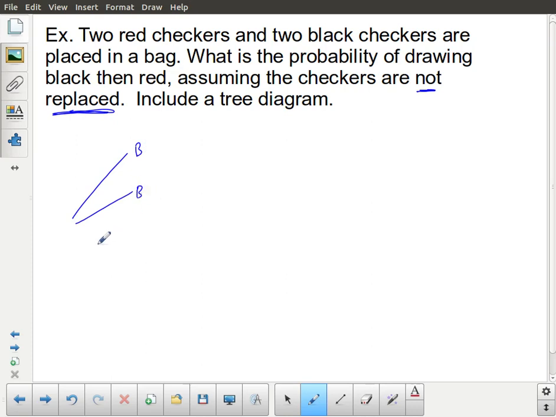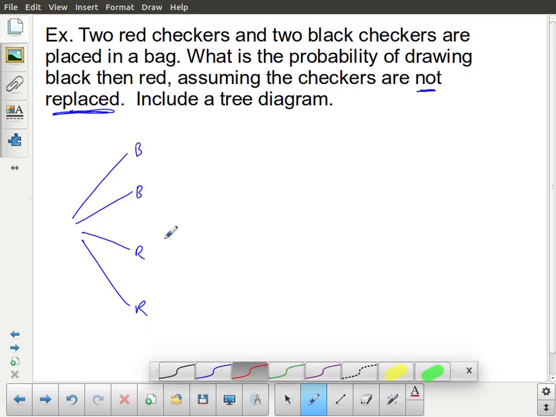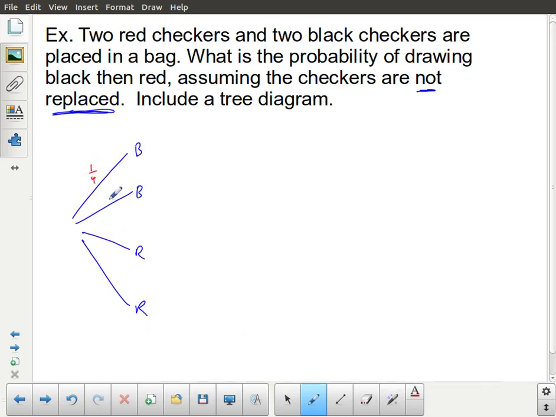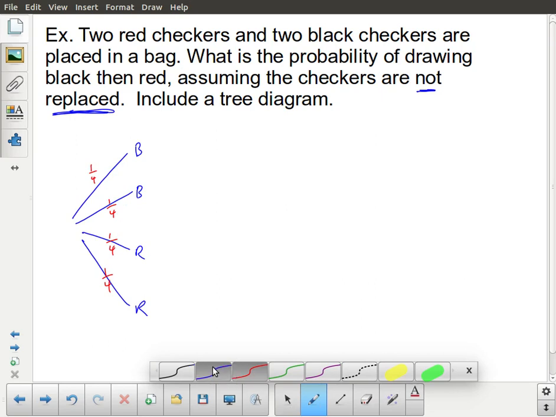I could pull out a black checker. I could pull out a red checker. I could pull out a red checker. That's my first draw. There are 4 checkers in the bag. I could pull any one of them out with equal probability, which means each of these has a probability of 1/4 or 25%. Now, let's say I drew a black checker.